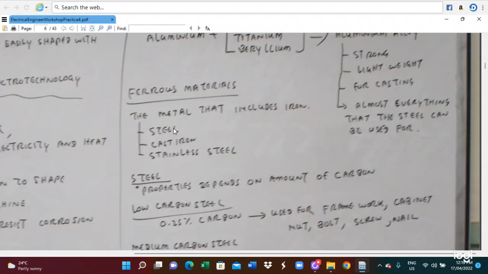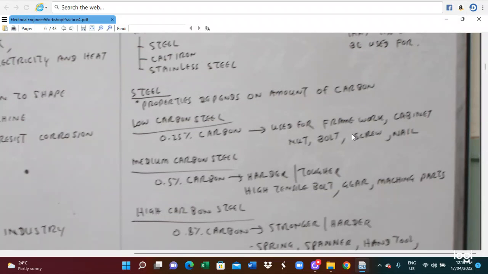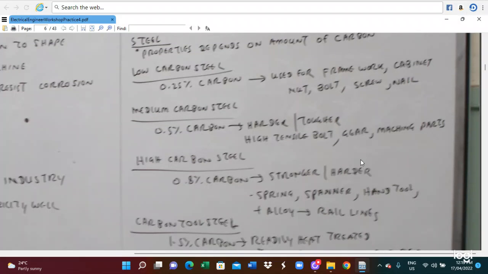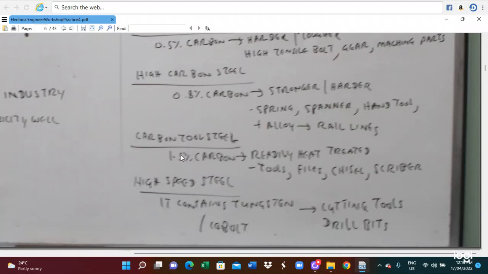Ferrous metals are steel, cast iron and stainless steel. Steel's properties depend on the amount of carbon. Low carbon steel has 0.25% carbon, and is used for framework, cabinets, boards, nuts, screws and nails. Medium carbon steel has 0.5% carbon. It is harder and tougher, and we can use it for high tensile bolts, gears and machine parts. High carbon steel, 0.8% carbon, is stronger and harder. We use it for springs, spanners, handles, and alloy carbon tool steel has 1.5% carbon.